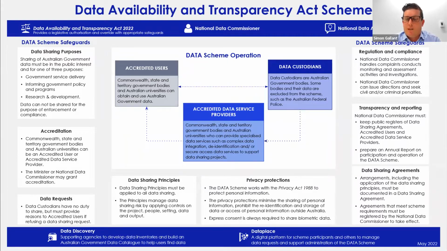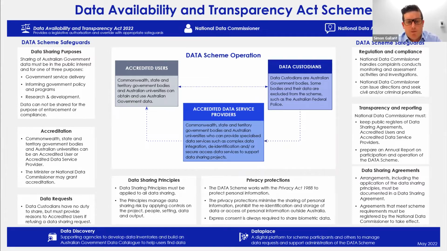We talked briefly about data scheme transparency and reporting earlier. So there's a number of public registers that we'll keep. All data sharing agreements get registered publicly, and there will be a public list of accredited users and accredited data service providers. And then, of course, the Commissioner releases an annual report that talks about how the scheme's operating and who's participating. And finally, the Commissioner has a complaints monitoring, assessment, investigation function to make sure that the scheme is operating how we expect it to operate and that people aren't breaking the rules. And the Commissioner can issue directions and seek penalties if someone is doing the wrong thing.